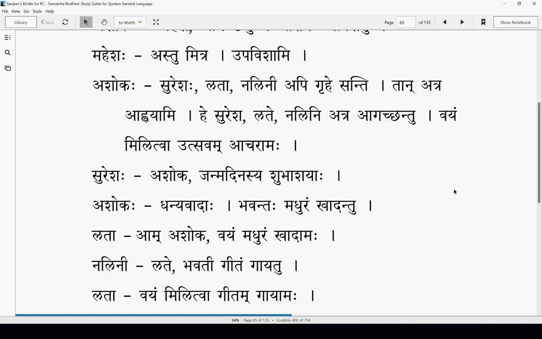Any other question about the meaning? Everything is here. Dhanyavadaha. Is it all clear about the meanings? Yes, sir. Bhavantah madhuram khadantu, means what? Bhavantah. Madhuram khadantu.